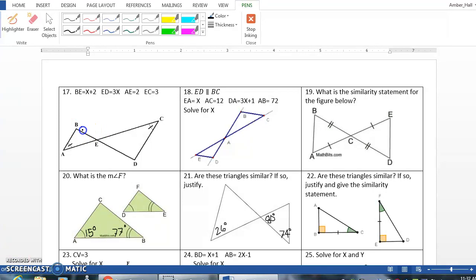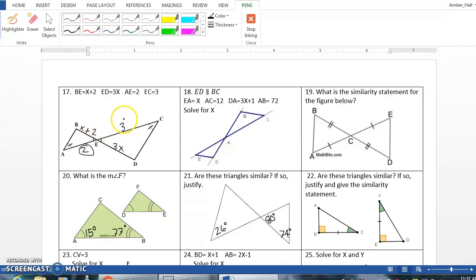17. BE equals x plus 2. ED equals 3x. AE equals 2. EC equals 3. Solve for x. We know that these are similar triangles because these angles are also congruent. So by AA, these two triangles are similar.